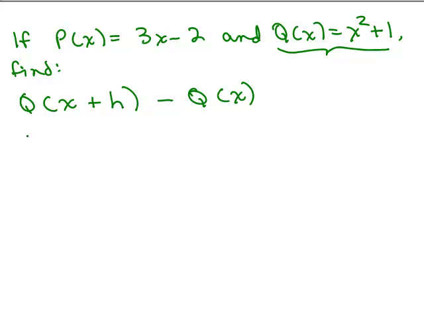All right, so let's do it. Q of x plus h. Well, that means I have to plug in x plus h for x in the formula. So that's going to give you an (x plus h) squared minus 1. Right there, that's my q of x plus h.